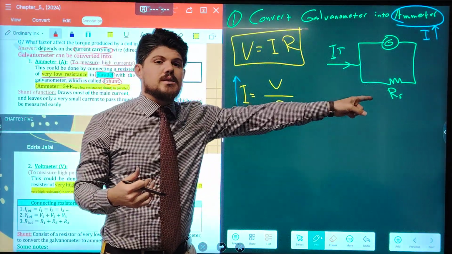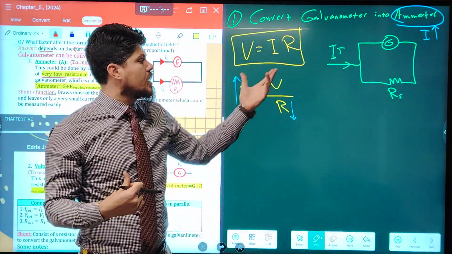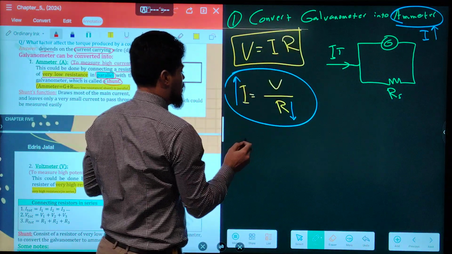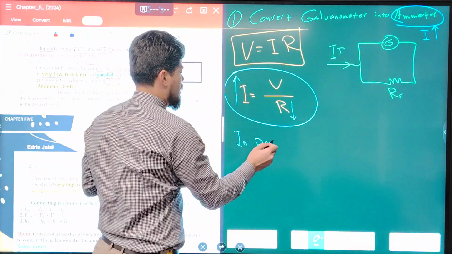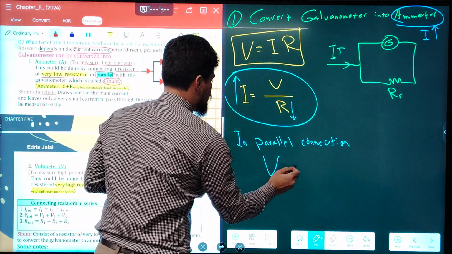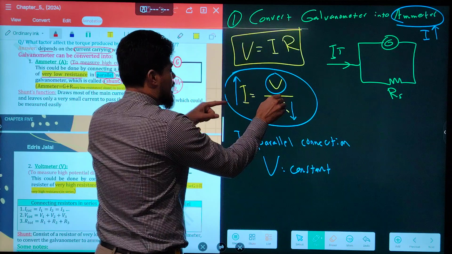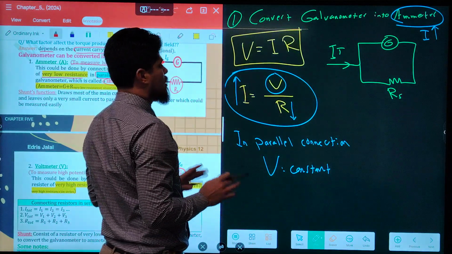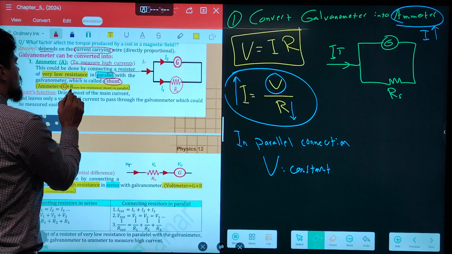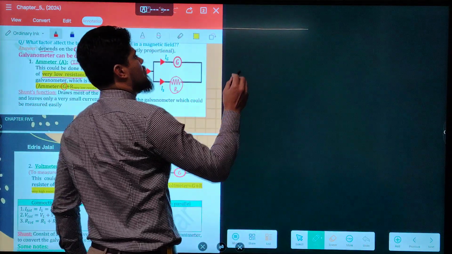By connecting a resistance with very low resistance in parallel to the galvanometer, to get more current. Why? Because according to Ohm's law, in a parallel connection V is constant. When V is constant, if resistance decreases, the current increases. That is why we connect a galvanometer with a very low resistance, the shunt, in parallel connection.